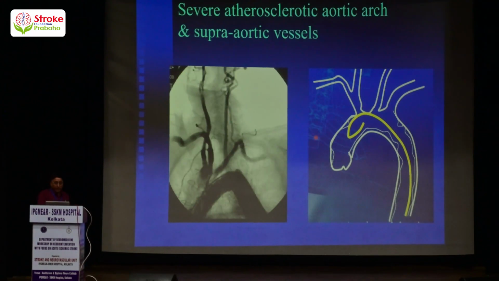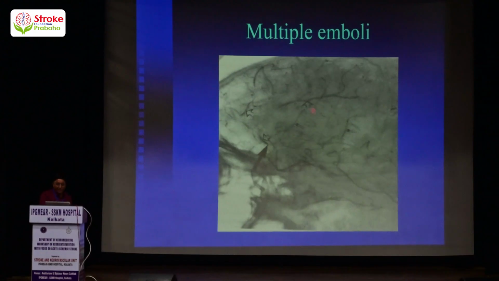So when you are performing the DSA, it is always better to start with the aortic arch. You can take the pigtail catheter because sometimes the supra-aortic vessels are so atherosclerotic. If you manipulate your catheters blindly here, then you may develop multiple microemboli like this case, and the patient may have multiple infarcts.